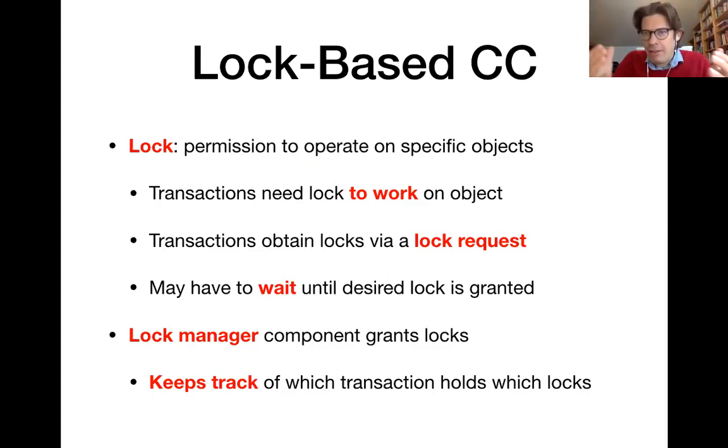Now, if a transaction requests a lock, that lock might not be immediately available, because maybe currently another transaction has the lock on the corresponding object, and we have to wait until the other transaction gives back the lock to the lock manager, and then the lock manager can distribute that lock again to the waiting transaction. So a transaction might have to wait a little bit until it obtains the lock. Once it has the lock, then it can start working on the object. Now, this is the high-level outline of locking-based concurrency control, but there are many variants, and in the following, we're going to see a couple of them.